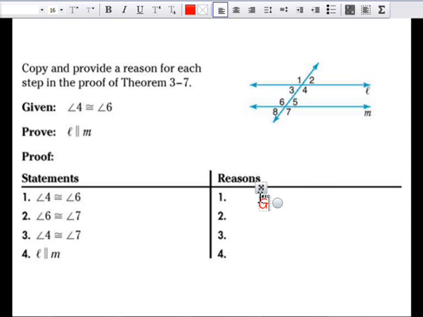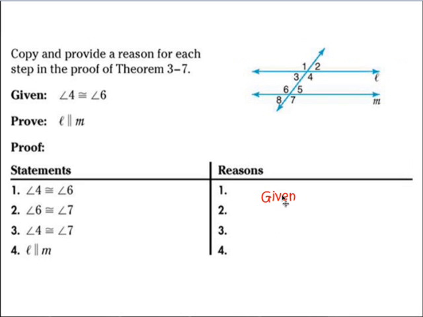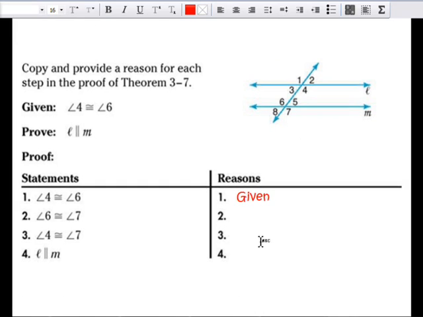All right, you're back from being paused. Hopefully you got the following. The first one is obviously a given. Okay. Then we have 6 is congruent to 7. We know 6 and 7 are congruent because they are vertical angles. We know 4 is congruent to 7 because of what? 4 is to 6, 6 to 7. That looks like substitution, and you probably get credit for substitution.